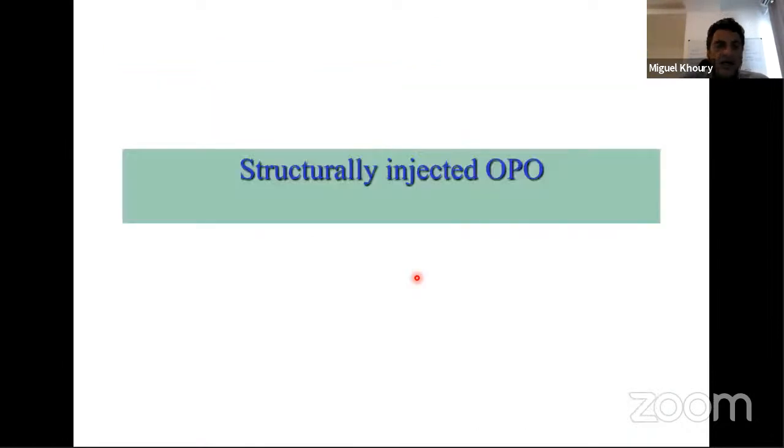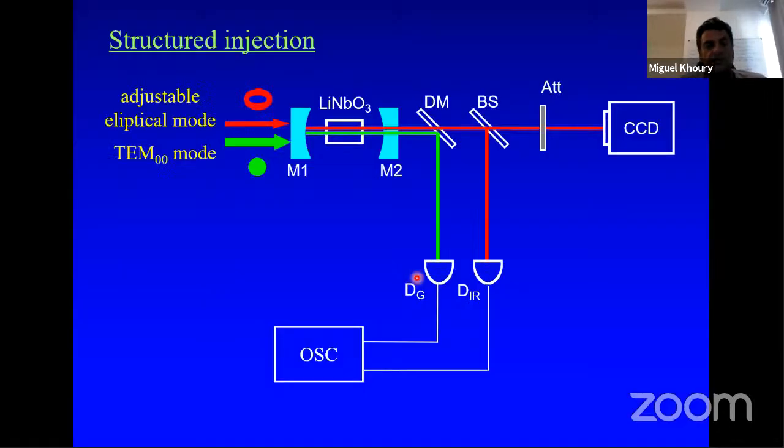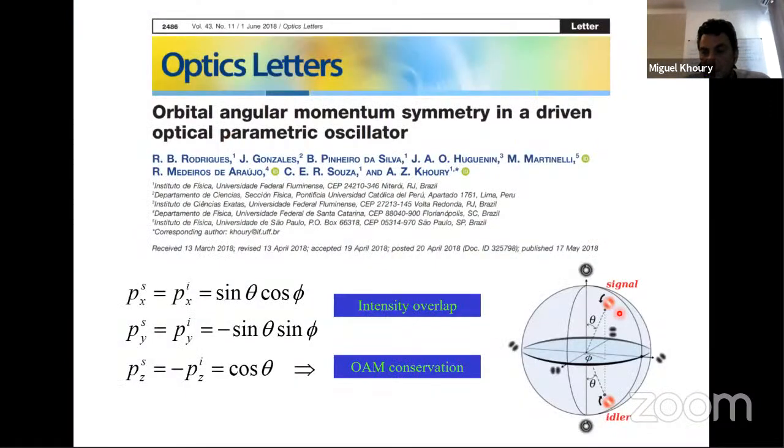And just to finish, we could also see an interesting symmetry effect when we inject the OPO. We could inject the OPO with an adjustable elliptical mode, any mode in the Poincaré sphere. And what we could show is that if the signal is injected in a given point on the Poincaré sphere, then the idler is generated in a point that is the mirror reflection of the signal along the equatorial plane. So it's not necessarily an orthogonal mode. It's a mirror reflection here. It will be orthogonal if you inject Laguerre-Gaussian. It will be the same mode if you inject Hermite-Gaussian. But if you inject something in between, it will have this specular symmetry.